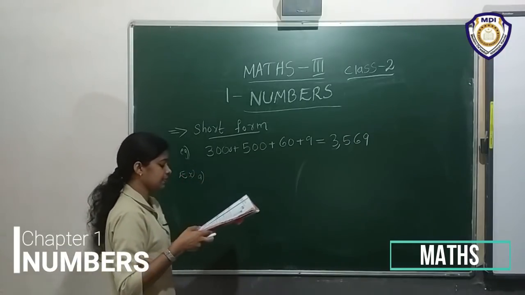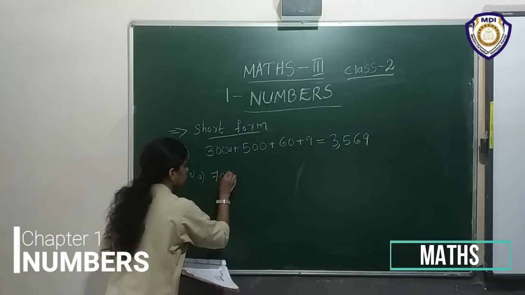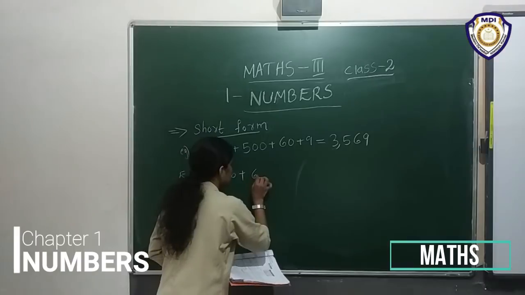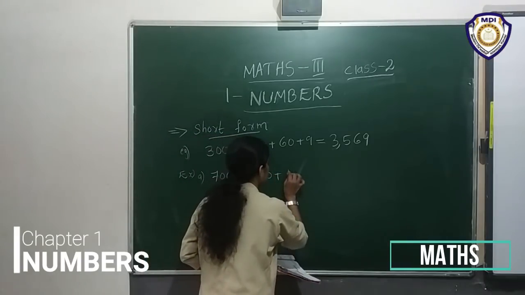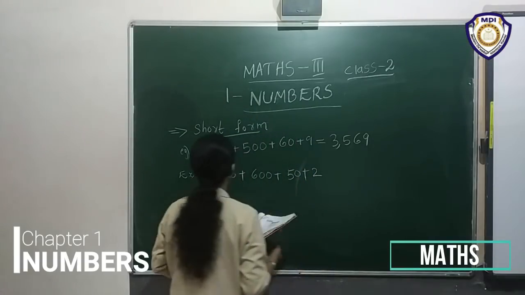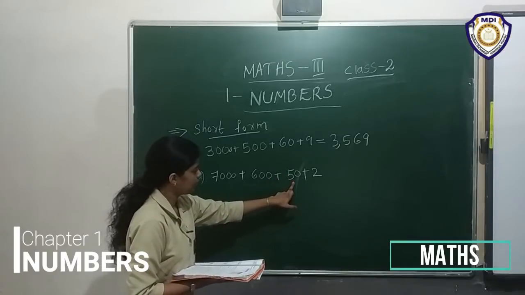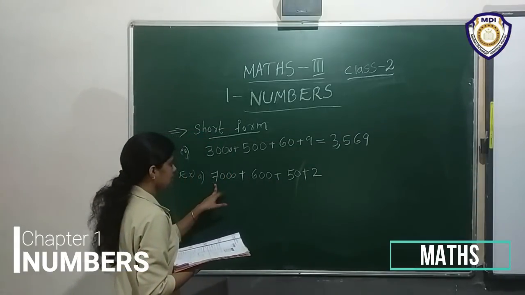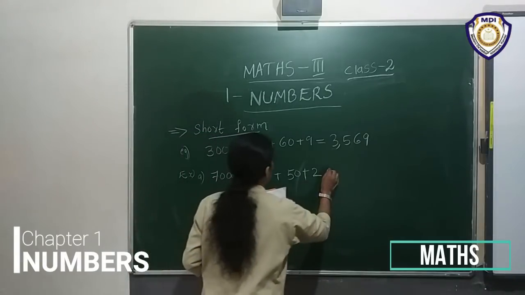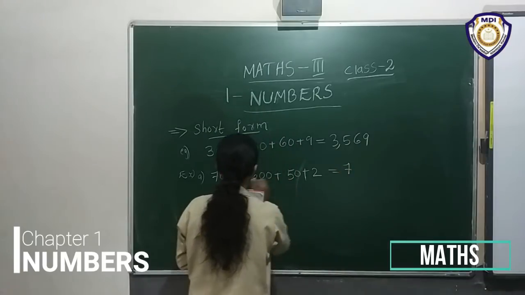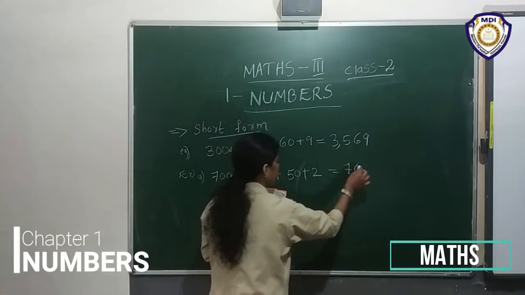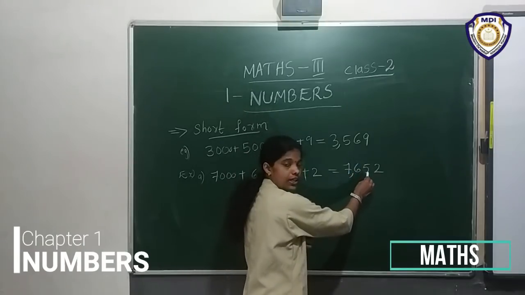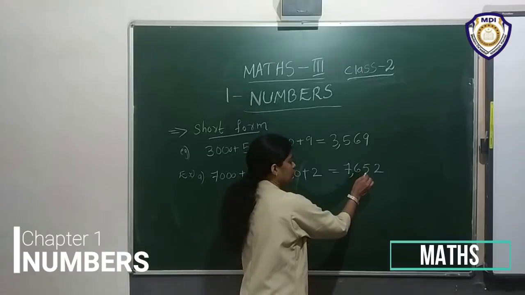Example, first one, A. 7,000 plus 600 plus 50 plus 2. 7,652. Short form, 7,652. Okay, you say 7,652.